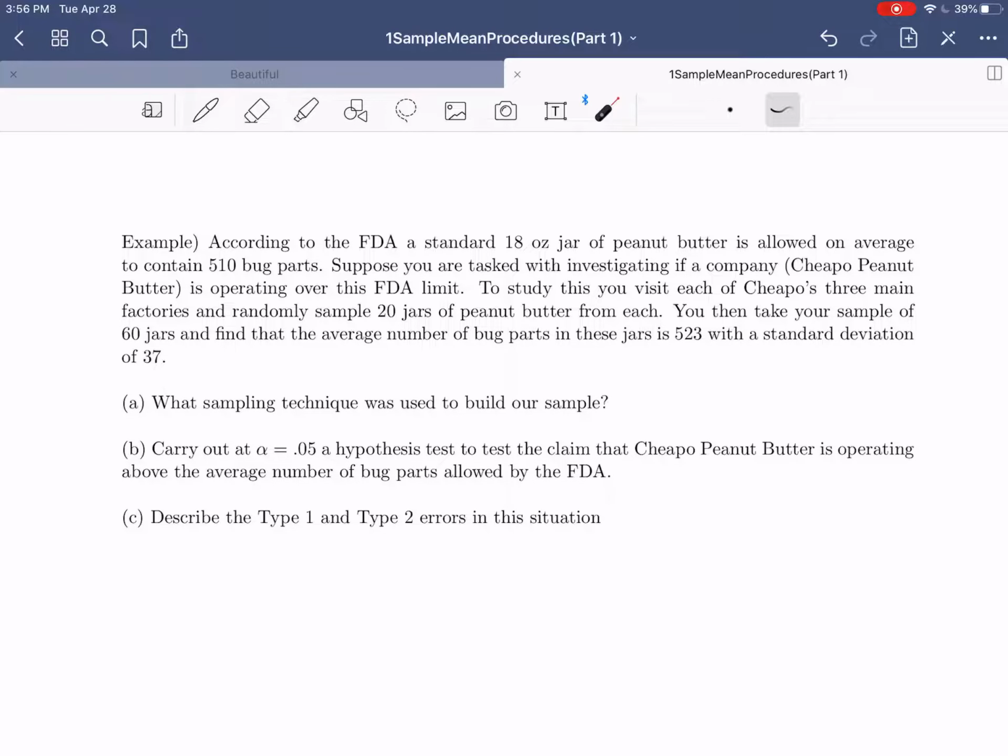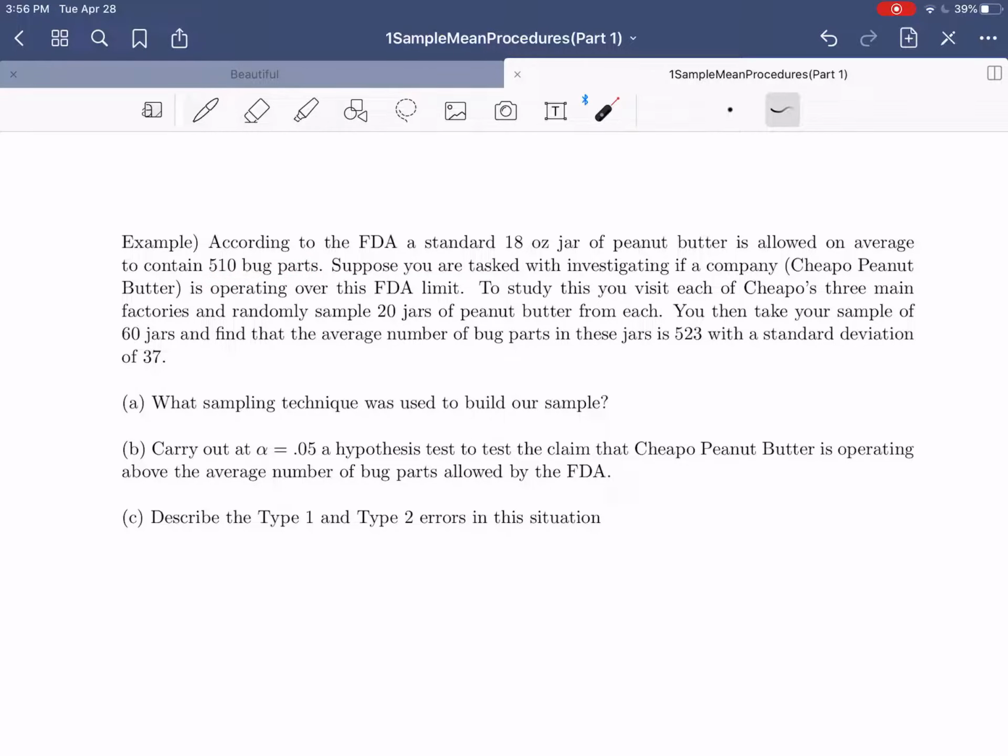All right, so for this example, we're going to say, according to the FDA, a standard 18-ounce jar of peanut butter is allowed on average to contain 510 bug parts. Now, this is an unfortunately true fact. If you want, you can research that the FDA has all these pretty horrendous limits on what is allowed in peanut butter, such as bug fragments, rodent hairs, etc. This is a little bit scary, but it is absolutely true that in a standard 18-ounce jar of peanut butter, you're allowed to have at most 510 bug parts.